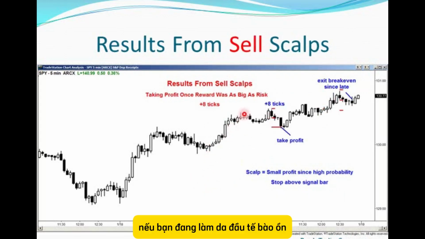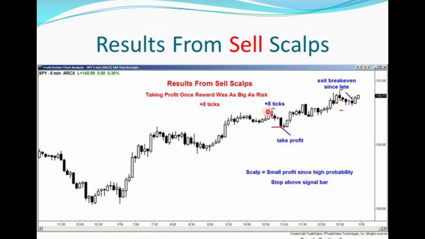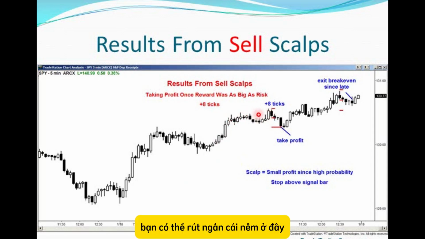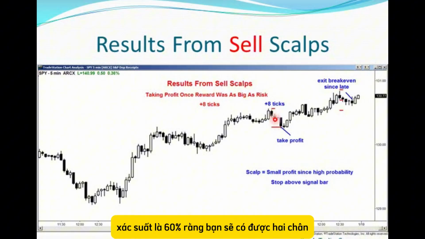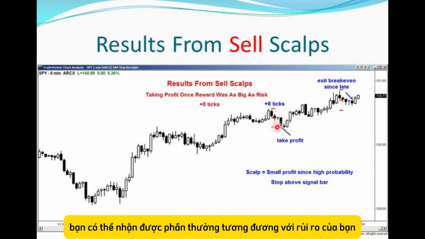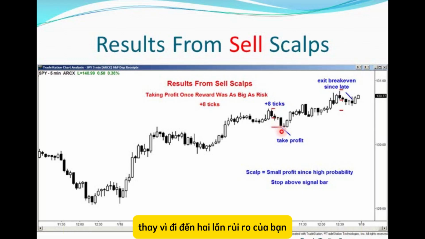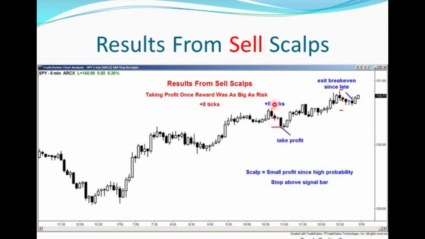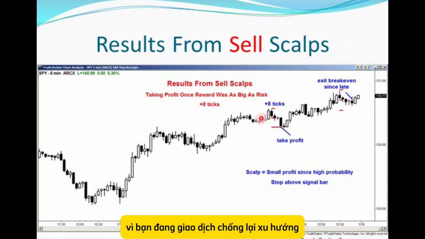If you were doing sell scalps, you might short the wedge here, and you might take partial profits at reward equal to risk. You look at this and say the probability is 60% that you'll get two legs sideways to down. So if you have a probability of 60%, you could scalp out at a reward equal to your risk instead of going to two times your risk. Since you're trading against the trend and we don't yet have a major top, I would only scalp the shorts.